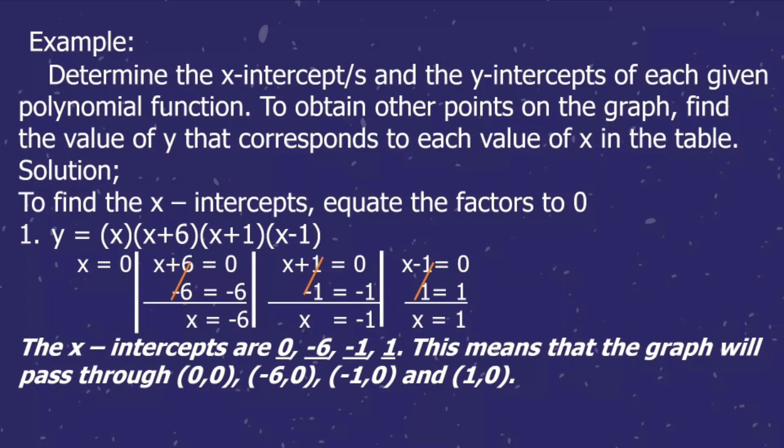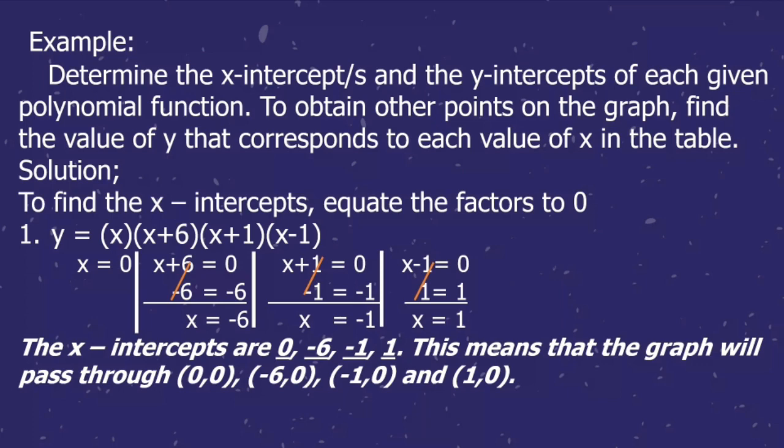In x plus 6 is equal to 0, we need to get the additive inverse of positive 6 so that we can cancel 6. So the additive inverse of positive 6 is negative 6. And whatever you do to the left, do it also to the right. So we will add negative 6 to both sides. So we have x plus 6 minus 6, so that is cancelled, and then we have x is equal to negative 6.